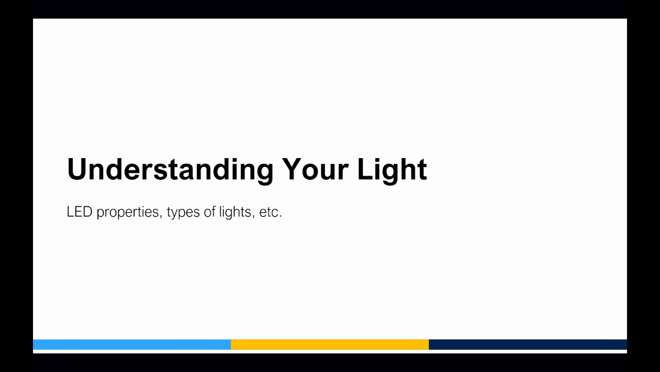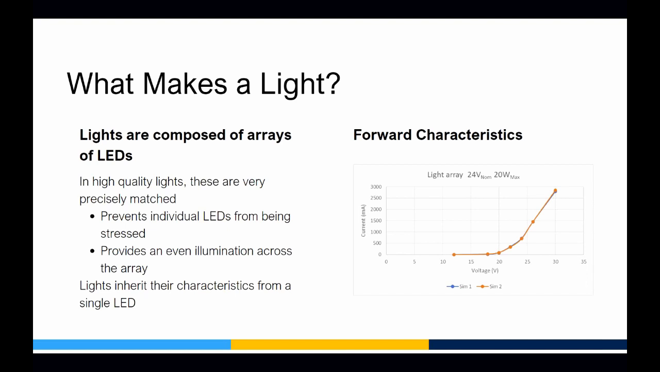and that will help us know what kind of powering our LEDs, how it benefits us, and what it can change. So what makes a light? Lights are composed of arrays of LEDs. In high quality lights, they're very precisely matched. This prevents individual LEDs from being stressed and provides more even illumination across the array. So these lights inherit their characteristics from a single LED.